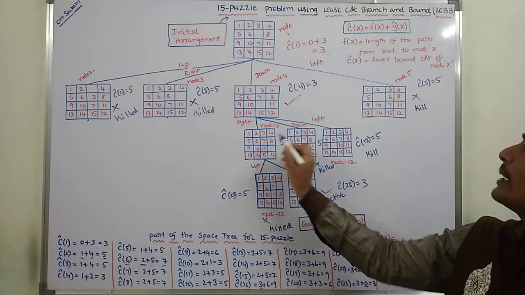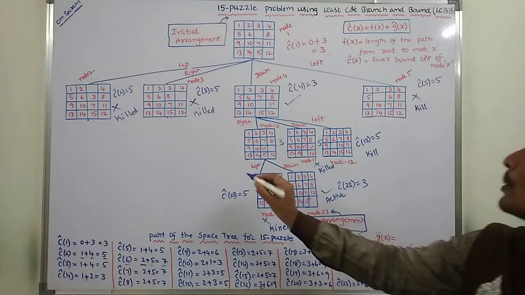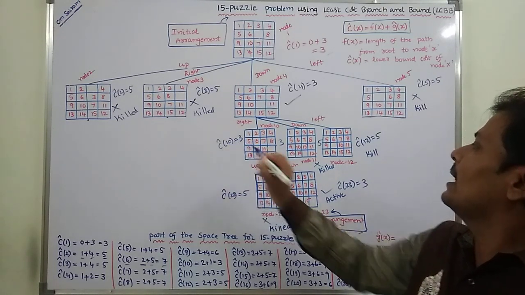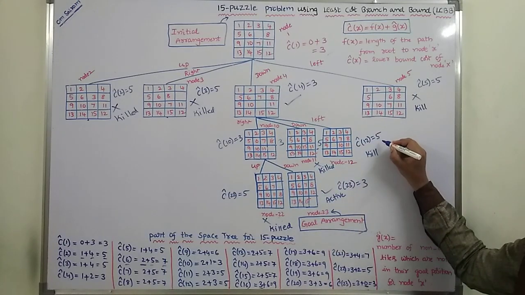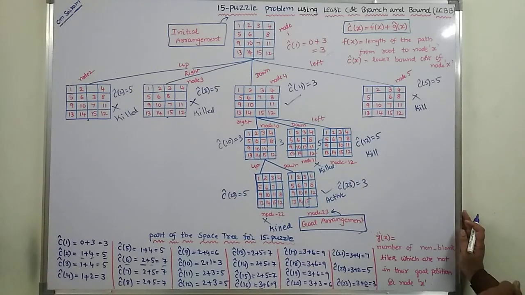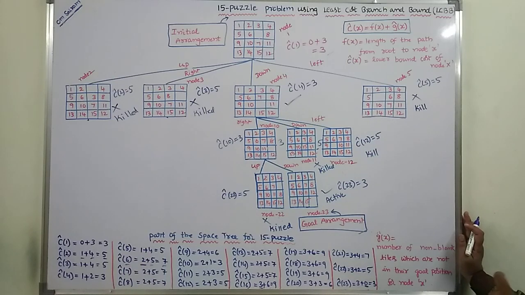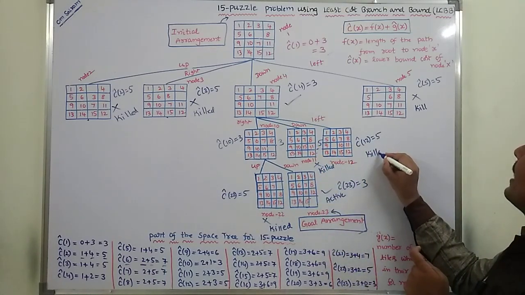We are getting node 10, node 11, node 12. Node 10 cost is 3, so C cap of 10 is equal to 3. Node 11 cost is also 5. Node 12 cost is also 5. 3, 5, 5. Among the 3 nodes, node 10 has the minimum cost. So node 11 is killed, node 12 is killed.